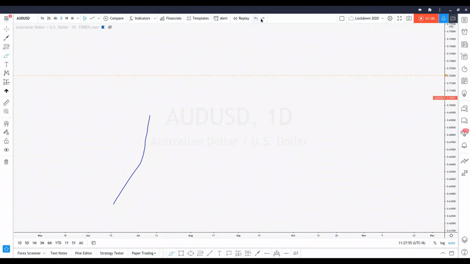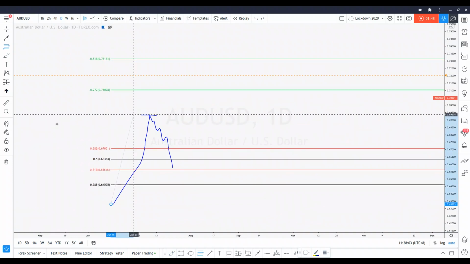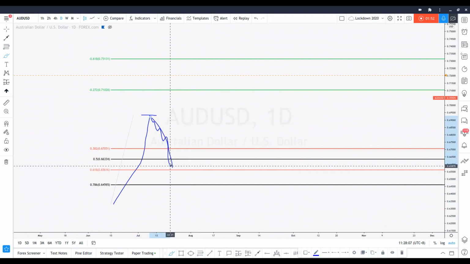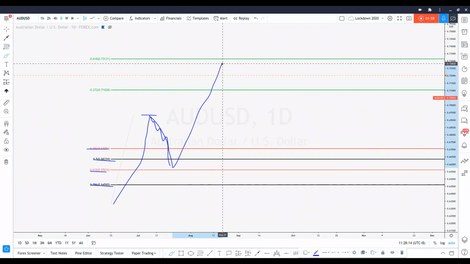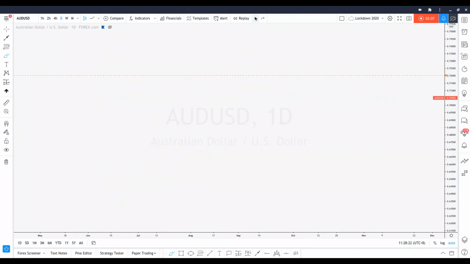What you need to do is take your Fibonacci from the low over here all the way to the high over here, and you will see the market will then start to come down and retest one of the Fibonacci levels in order for the next push to the upside. I will explain in a little while how to find which area the market will actually come and retest.